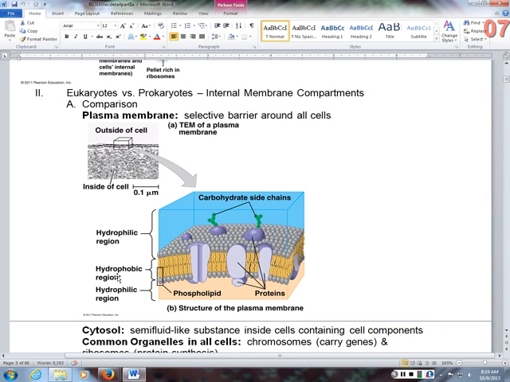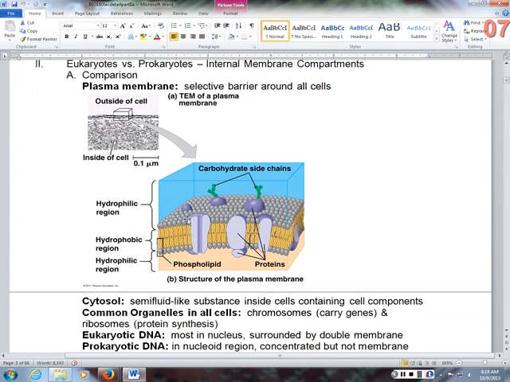And so this is showing an image of where the outside of the cell is. Then you've got the inside. This is an illustration that shows how you've got the phospholipid bilayer that makes up your plasma membrane. And then you've got these proteins embedded in there that are going to span all the way across the membrane.